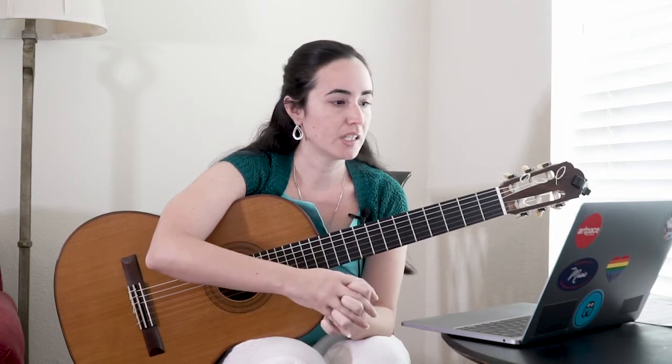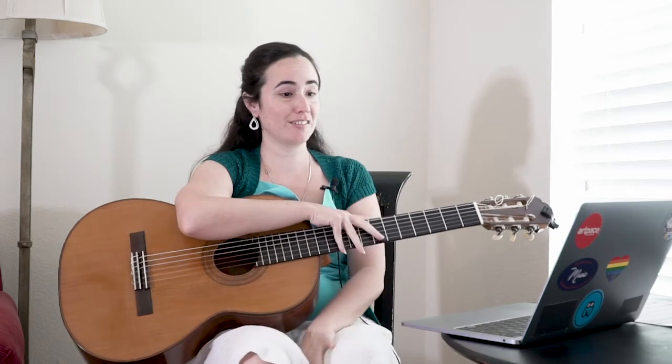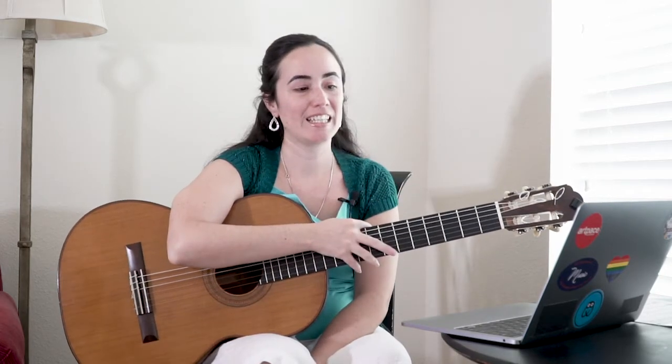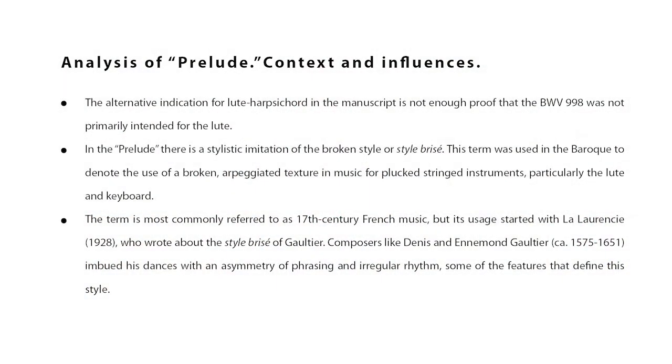The alternative indication for lute harpsichord in the manuscript is not enough evidence that this work was not primarily intended for a lute. In the prelude, there is a stylistic imitation of the broken style, or style brisé. This term was used in the Baroque to denote the use of a broken arpeggiated texture in music for plucked string instruments, particularly the lute, and the keyboard.